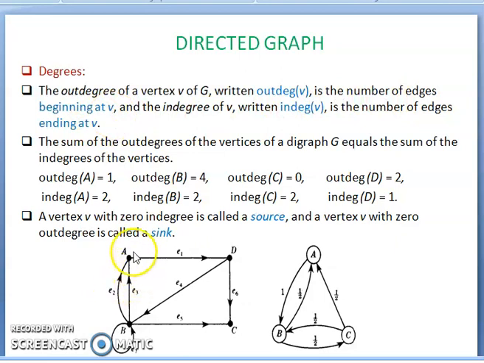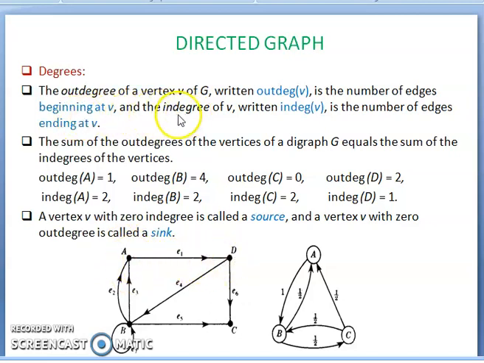For example, take A as one vertex in this directed graph. Out degree means edges from A to the remaining vertices, with A as the source. There is only one edge, called E1, so the out degree of A is 1.